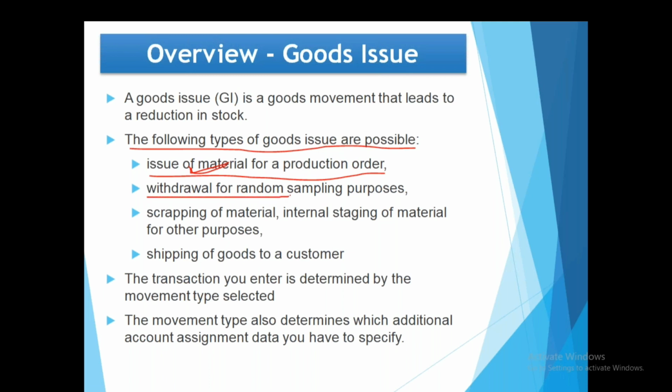And withdrawal for random sampling purposes. That means the quality people will do the quality inspection, and at that time they need some material samples, so for that you will do goods issue. And scrapping of material, internal staging of material for other purposes. Let's say in your company there is some material that you decided can no longer be used. At that time you will do the scrapping of the material. That also comes under goods issue.